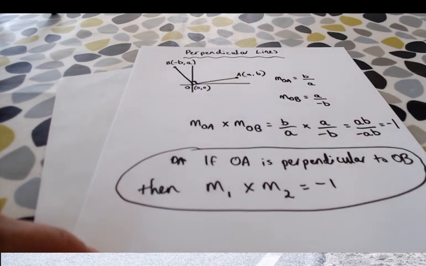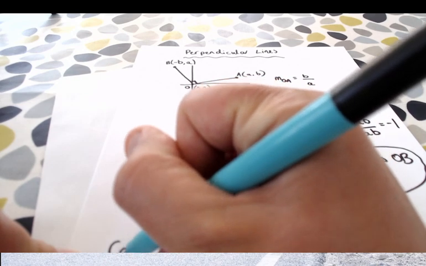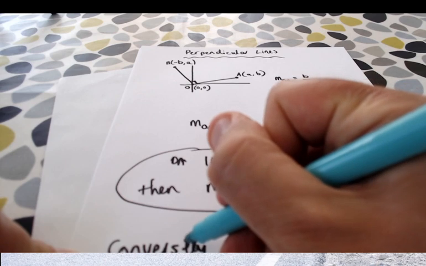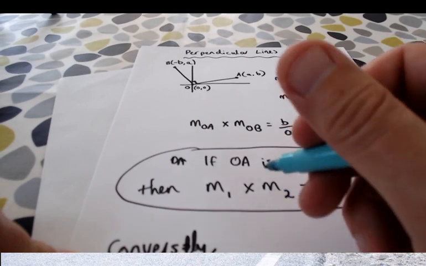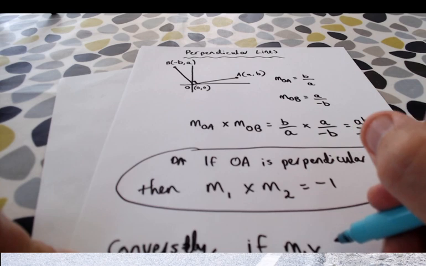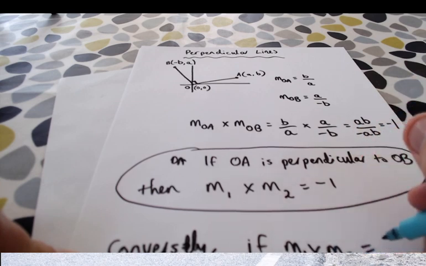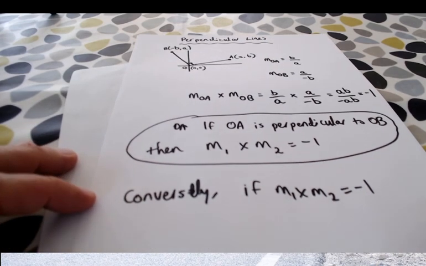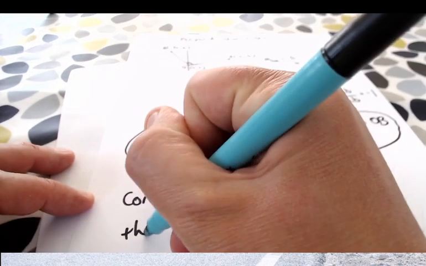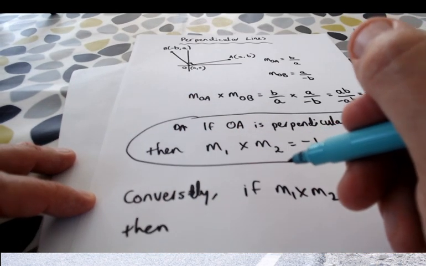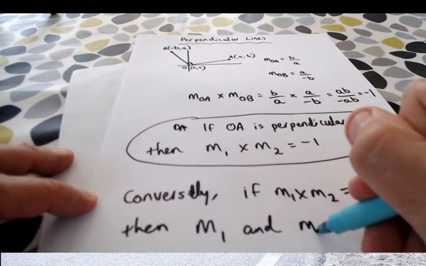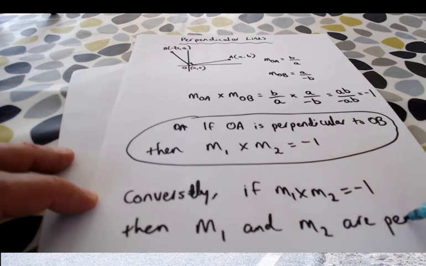Now we're going to spin round that bit of logic. Conversely, if m1 times m2 equals minus 1, if we have two lines whose gradients multiply together to make minus 1, then m1 and m2 are perpendicular.